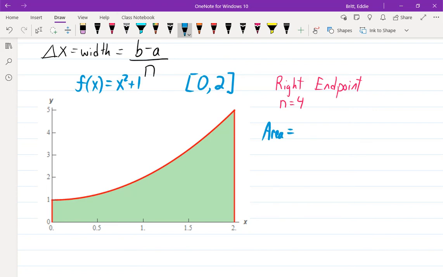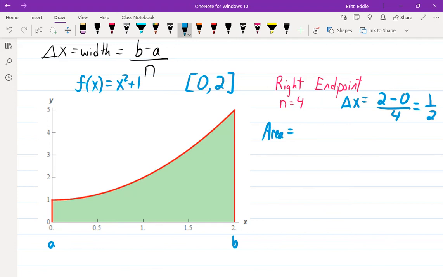So before we start though, what would our delta x be if we want 4 rectangles? The way we find it is we say this would be b and this would be a. We say b minus a divided by n. So it would be 2 minus 0 divided by 4. We all know that would be 2 over 4 or 1/2, right? So that's going to be constant every time. The width of every rectangle that we're going to make is going to be 1/2.